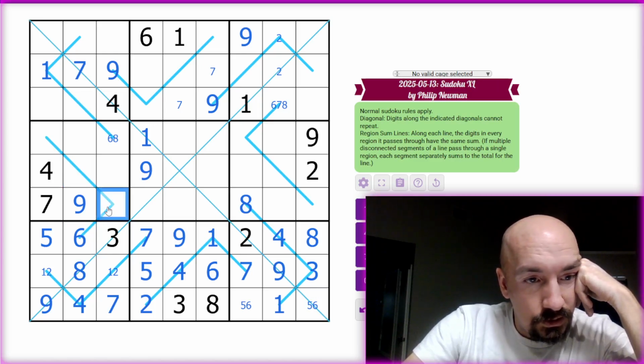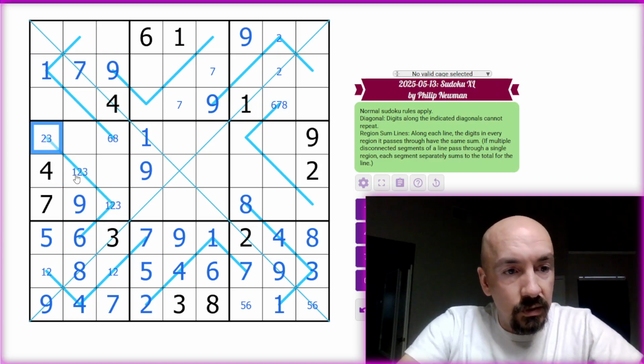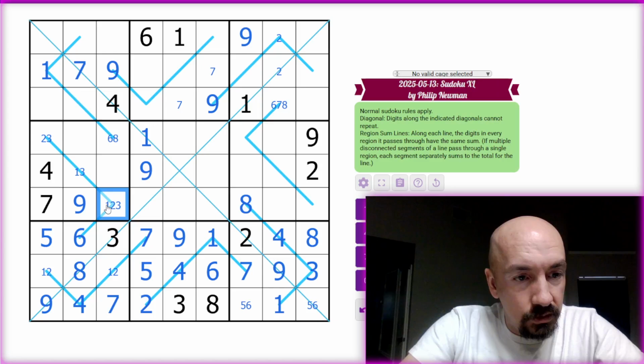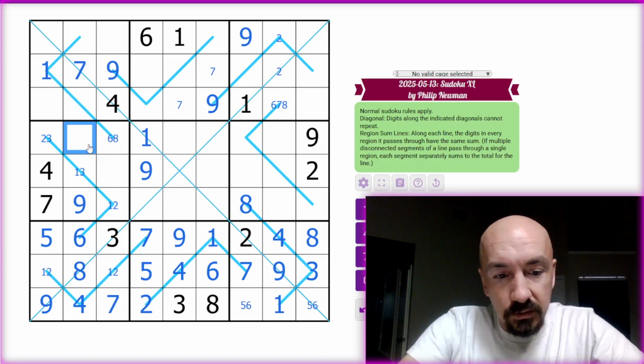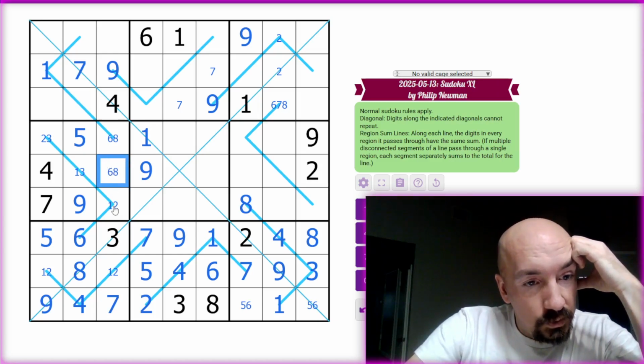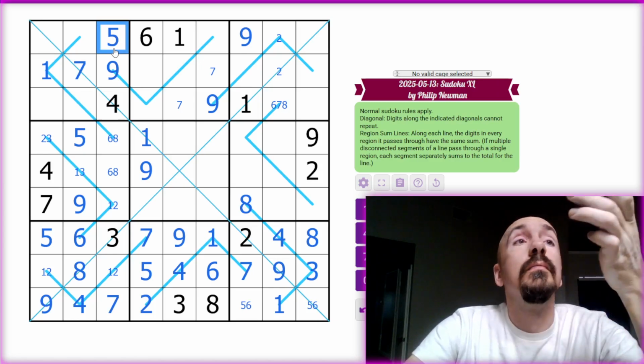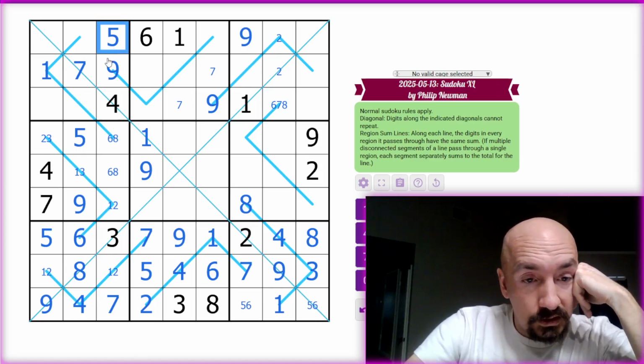Then we have a 1, 2, 3. 1, 2, 3. That can't be a 1. That can't be a 2. That can't be a 3. 2, 3, 4. And then this becomes a 5, 6, 8. So we have a 5 here and then a 6, 8 pair, which puts, that's a 1, 2, 3, 4. So this becomes a 5. Something in my eye. All right, that's a 5.